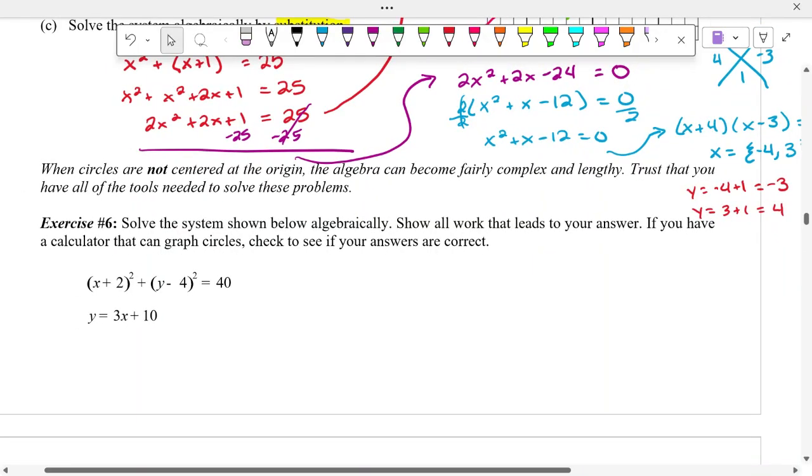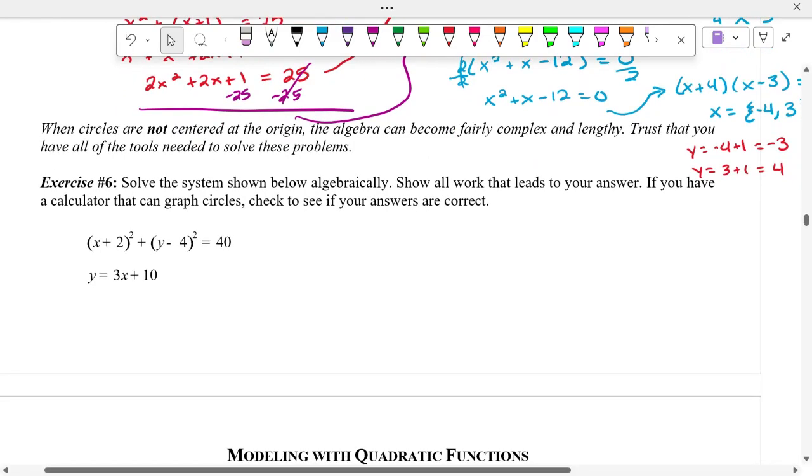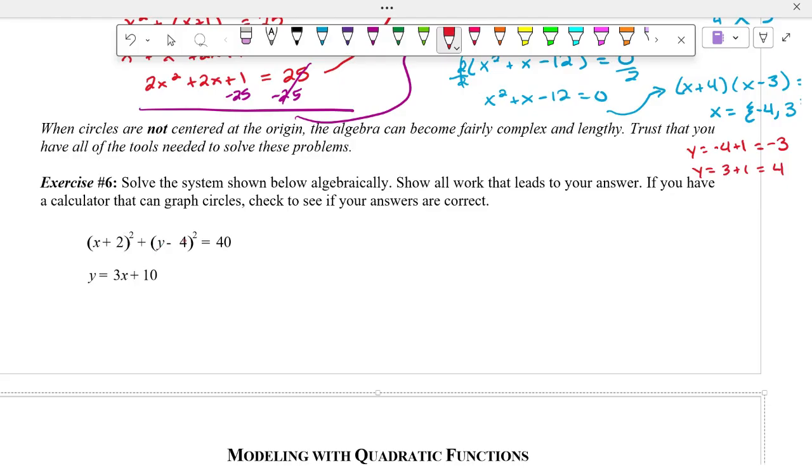So, solve the system shown algebraically. We're going to show all our work, and then we're going to check in our calculator to make sure we're correct. Okay? So, now, just for funsies, this center would be at the center negative 2, 4, and then the radius would be something weird like square root of 40. All right? But we don't really care about that. What we do care about is if we can solve it algebraically.